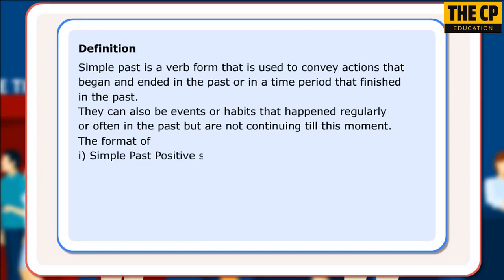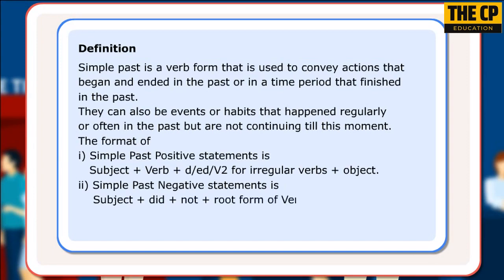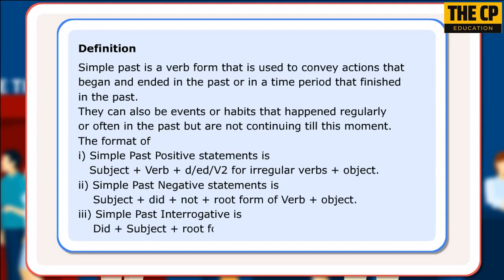1. Simple past positive statements is subject plus verb plus d or ed or V2 for irregular verbs plus object. 2. Simple past negative statements is subject plus did plus not plus root form of verb plus object. 3. Simple past interrogative is did plus subject plus root form of verb plus object.